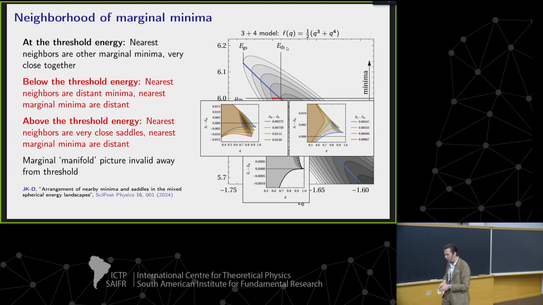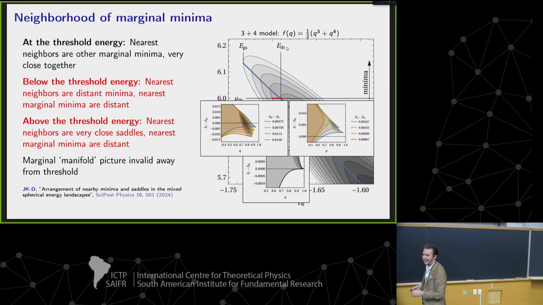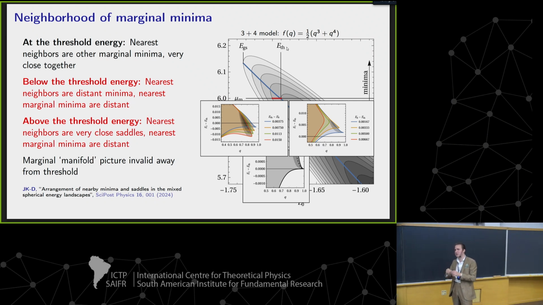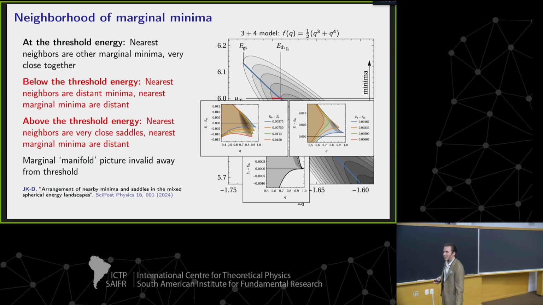But both below and above the threshold energy, I find an extensive gap between marginal minima and neighboring marginal minima, which is quite unexpected. It's even difficult to think about geometrically how this happens. But this calculation produces this result, and it's interesting.